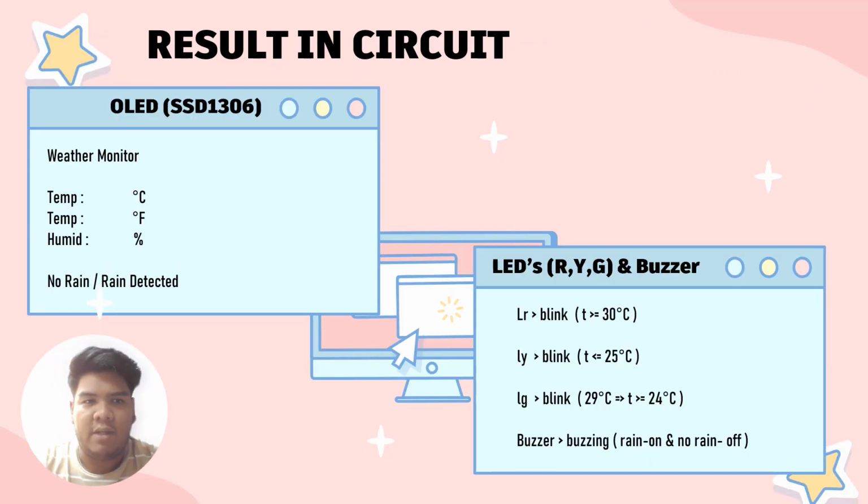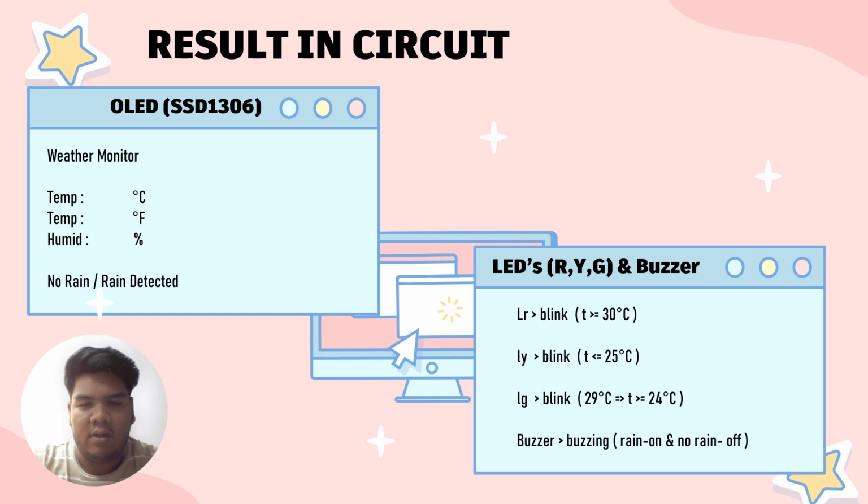So the next part is the design in circuit, which has our outputs: OLED, LED and also buzzer. So for the first one, the OLED will display weather monitor, which is temperature in units of degrees Celsius and Fahrenheit, and also humidity. So for the rain sensor, it will detect rain or no rain.